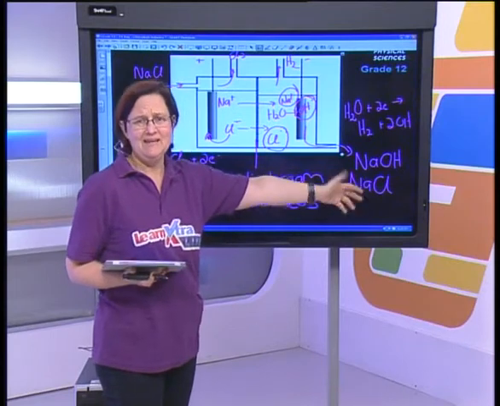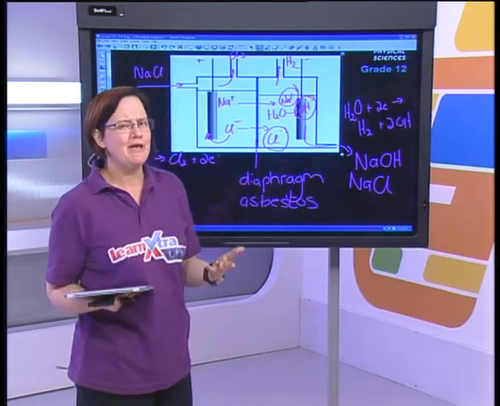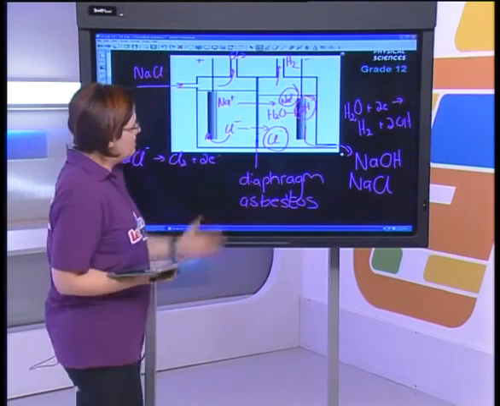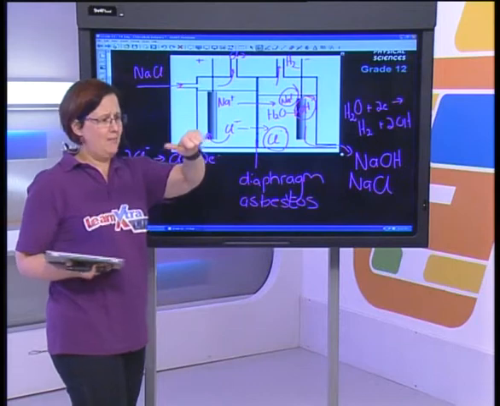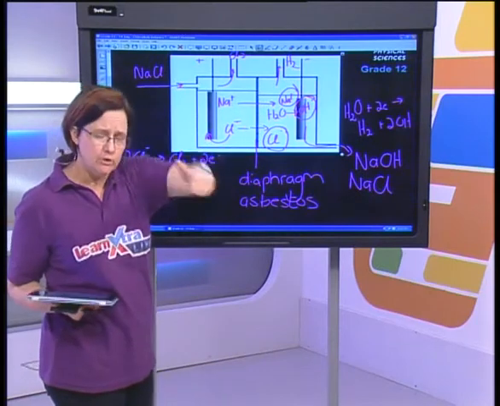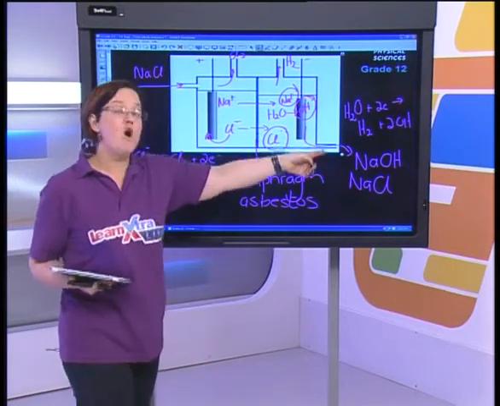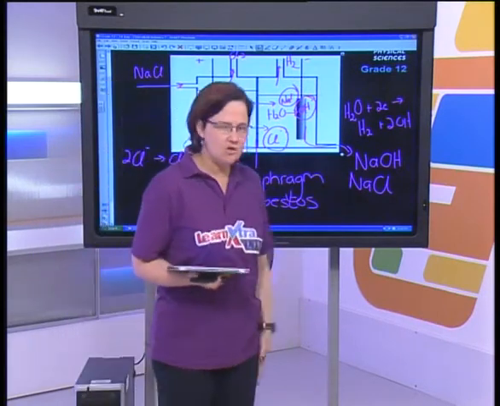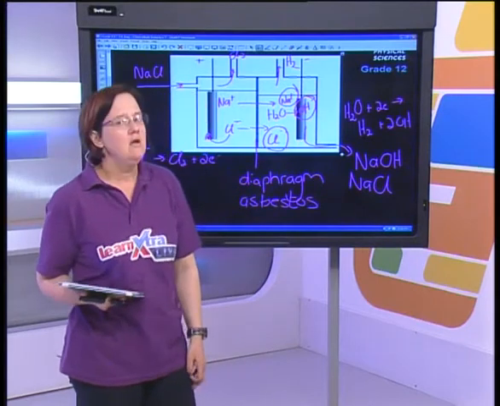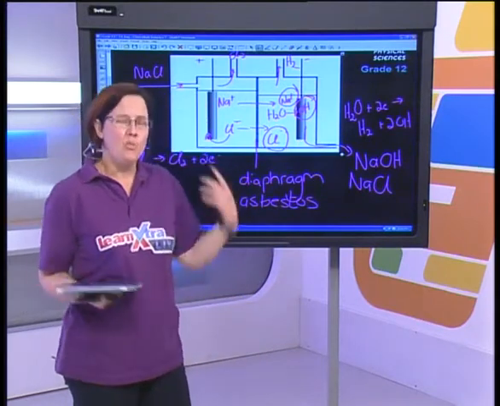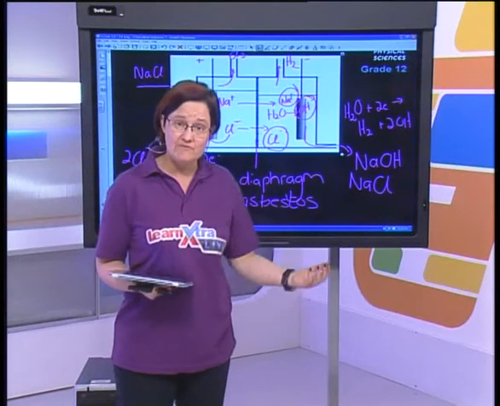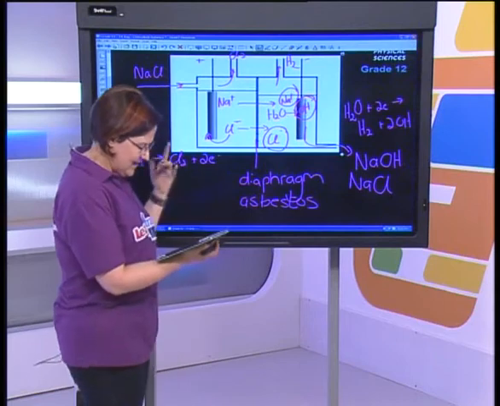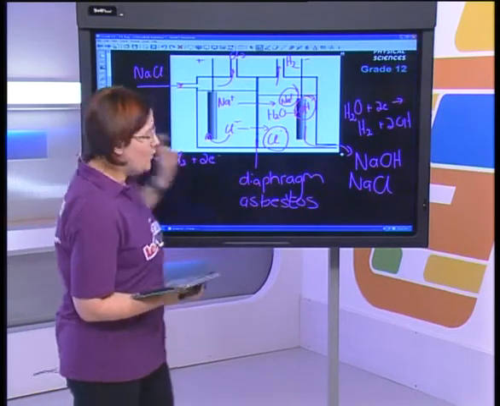Problem, okay? Can you already start to see, if I asked you to compare membrane to diaphragm, there are already some things that you can look at? The diaphragm, environmentally, is not a good idea because we use asbestos. It uses far more electricity than our membrane cell does. And the sodium hydroxide formed is far less pure. The less pure our product, the worse it becomes for us, because the more money we have to spend on getting it pure. So we've got all these extra things that happen.